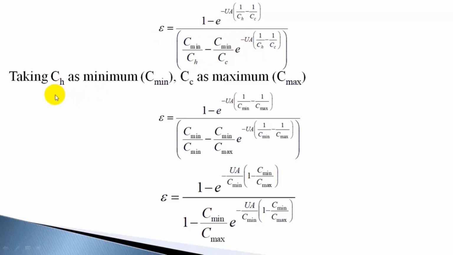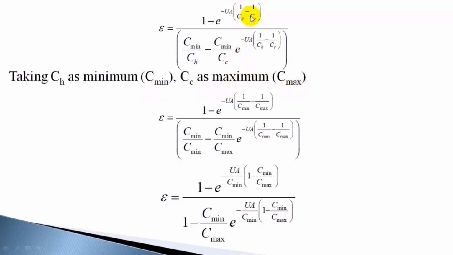Now let us take CH as C minimum. In a heat exchanger there are two fluids. One is hot fluid, another one cold fluid. Out of these two fluids, one of them should have the least heat capacity, then the other one will have maximum heat capacity. So either cold fluid or hot fluid will have minimum heat capacity. Let us assume one of the fluids has minimum heat capacity, then the other fluid will have maximum heat capacity. Here I am assuming hot fluid is having minimum heat capacity. So taking CH as C minimum, you will get CC as C max.